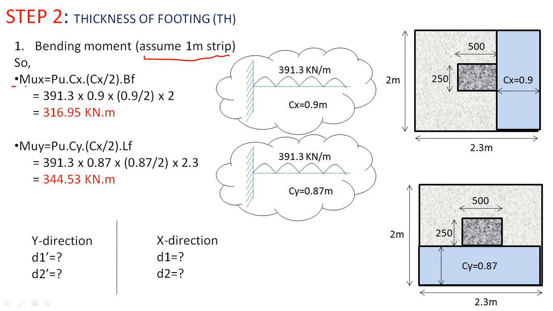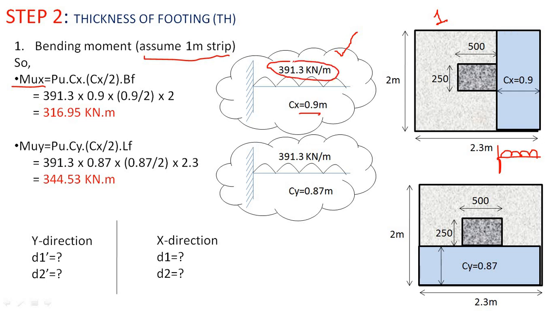So first we will move on to the MUX, which is provided in figure number 1. We will see the blue highlighted part, which is the distance Cx, which is 0.9. We will take this part, which is fixed over here. This figure is provided over here. We have the distance as Cx, which is 0.9, and we have already calculated the load Pu in step number 1 as 391.3.